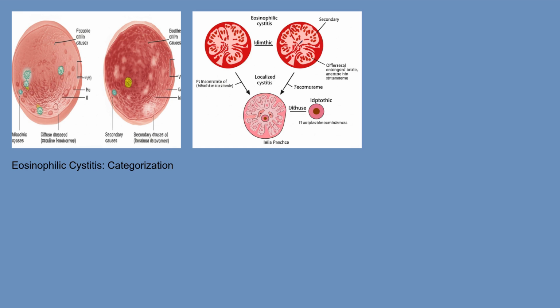While eosinophilic cystitis doesn't have formally defined subtypes in the way some other diseases do, it can be broadly categorized based on its underlying cause. Cases can be classified as idiopathic, meaning the cause is unknown, or secondary, where a specific trigger or underlying condition is identified. The extent of bladder wall involvement can also be used to describe the condition, ranging from localized to diffuse involvement.